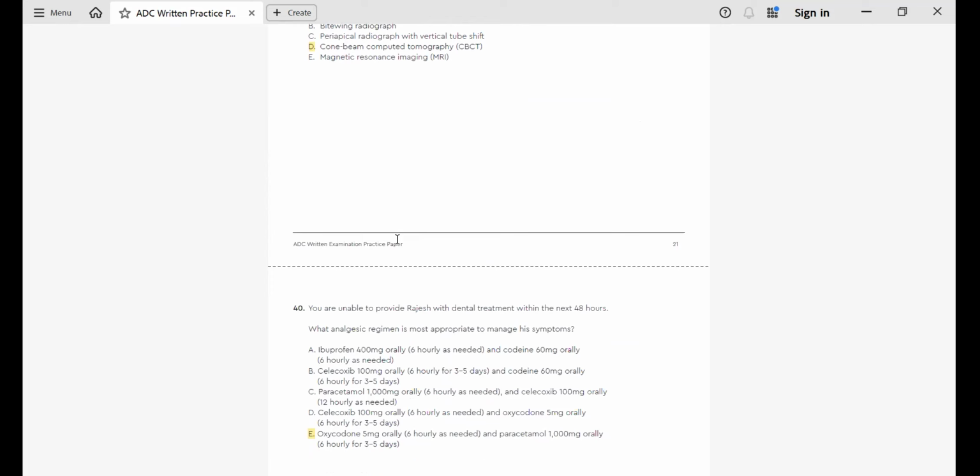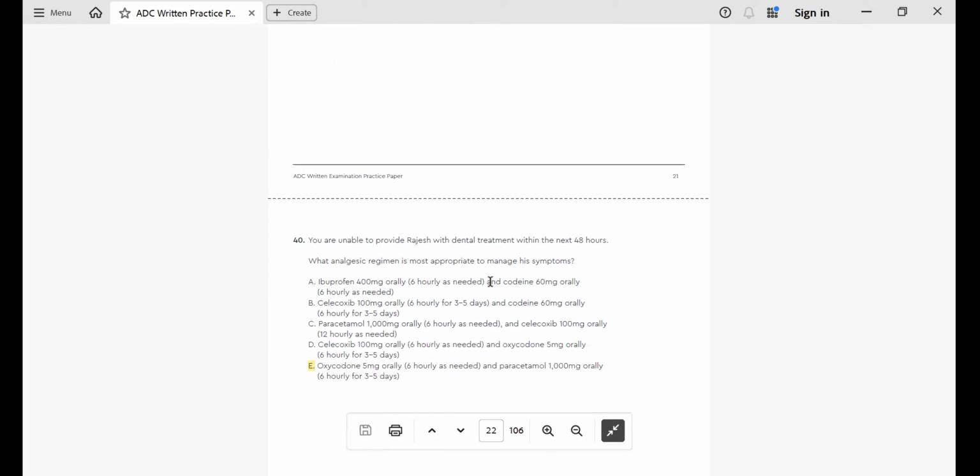You are unable to provide Rajesh with dental treatment within the next 48 hours. What analgesic regimen is most appropriate to manage his symptoms? He is not allowed to take NSAIDs: active gastrointestinal ulcer, taking proton pump inhibitors. So you're only left with option E, oxycodone and paracetamol.